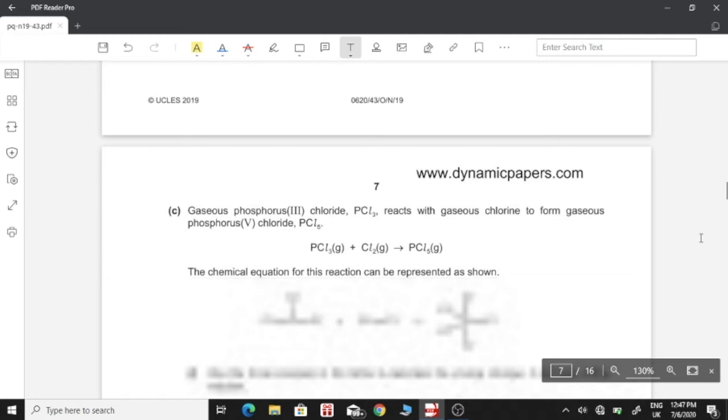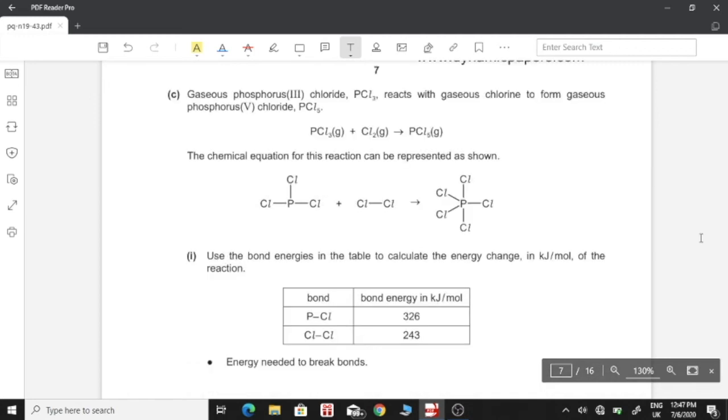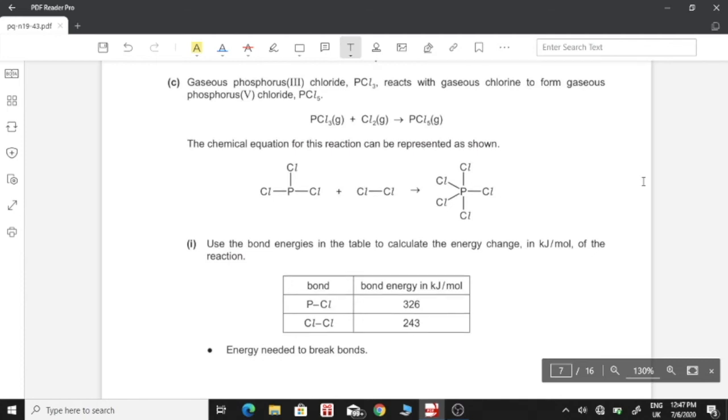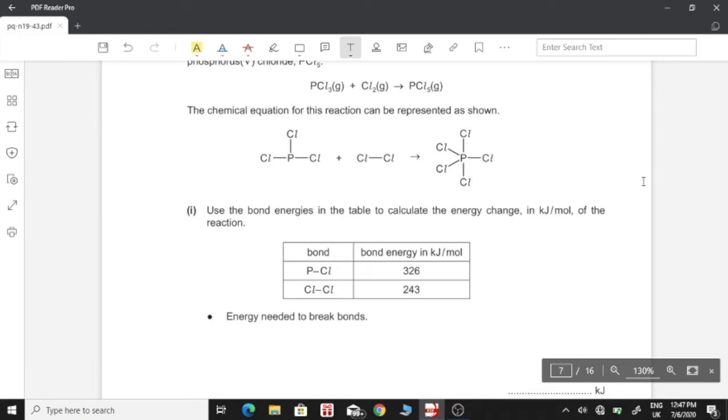Okay, so moving on to part C, gaseous phosphorus 3 chloride reacts with gaseous chlorine to form gaseous phosphorus 5 chloride. Alright, so we have the equation over here. The chemical equation for this reaction can be represented as shown. Use the bond energies in the table to calculate the energy change of the reaction. Alright, so for calculating the energy change, we're supposed to be adding all of the bond energies on the reactant side, and then from the result we are supposed to be subtracting the sum of bond energies of the product side.